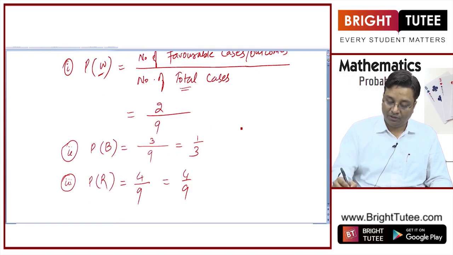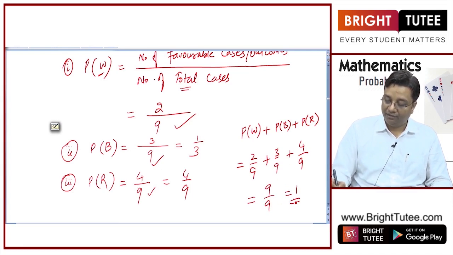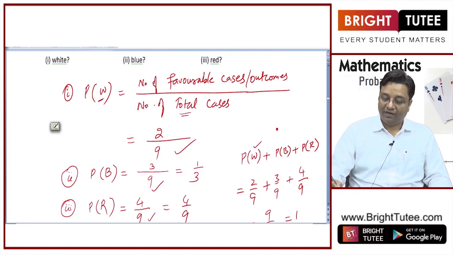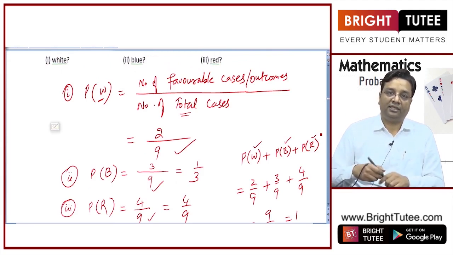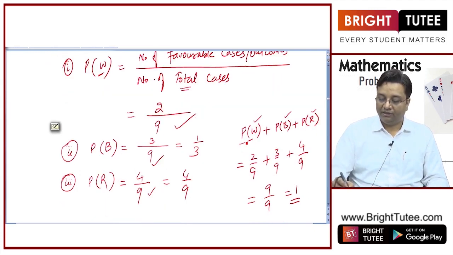Now you can also notice that if you add probability of white, probability of blue plus probability of red marble, what is the answer? 2 by 9 plus 3 by 9 plus 4 by 9. It is going to be equal to 9 by 9, that is equal to 1, right? So what does it show? That when you draw a marble from this bag, it will either be white or blue or red. So it is certain that you will get any of these three, right? So sum of these three probabilities is going to be equal to 1.